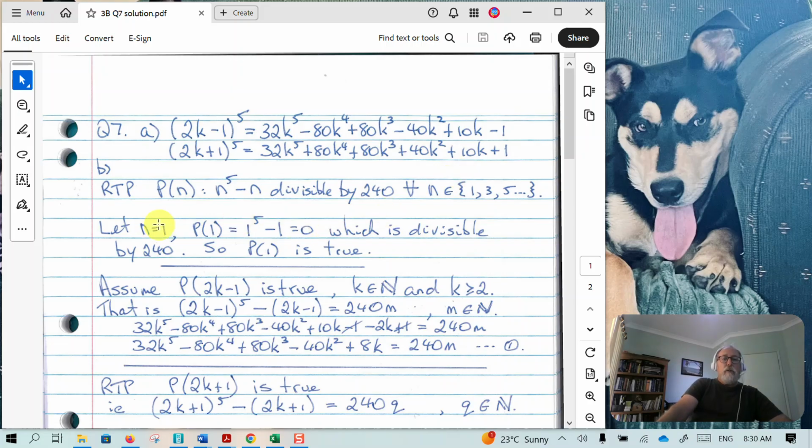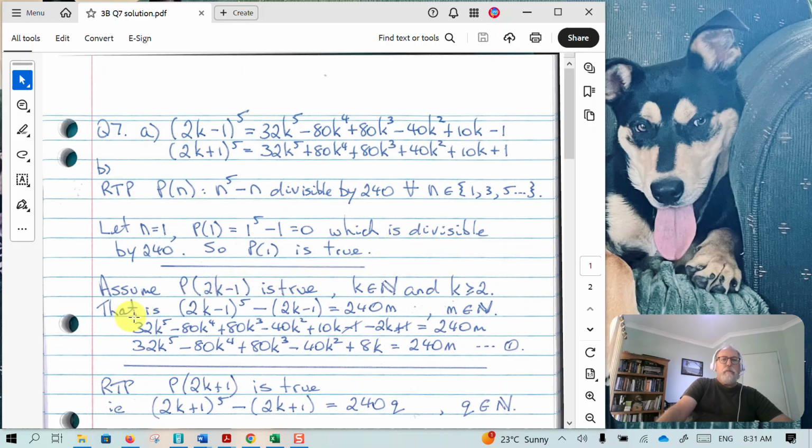We were required to prove the following proposition: n to the power 5, take n, is divisible by 240 for every n which is a positive odd number. So I've written it like this. Our base case, when n equals 1, we substitute 1, we get 1 to the 5th minus 1 is 0, which of course is divisible by 240. 0 divided by 240 has no remainder. And so our proposition P1 is true.